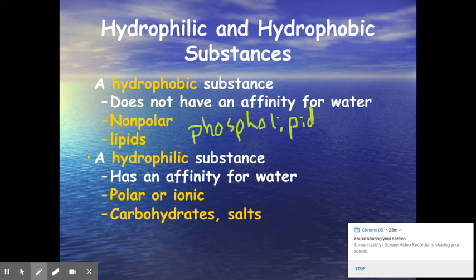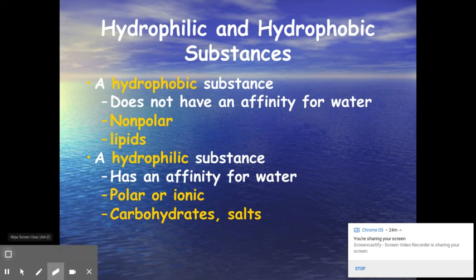This allows a cell to create a barrier, only allowing so much water in. For instance, an organism that lives in water doesn't allow too much water to come in. If you don't live in water, you don't want to let that water out. Phospholipids are what allow that cell to have that barrier and be able to control how much water is getting in or out.